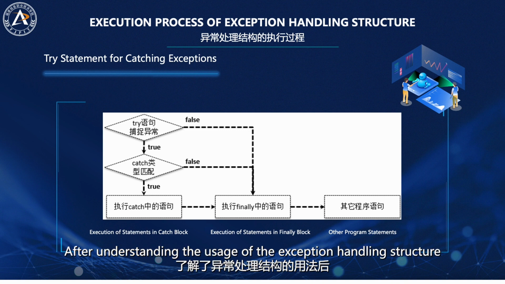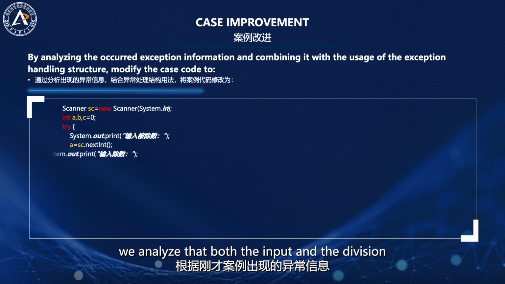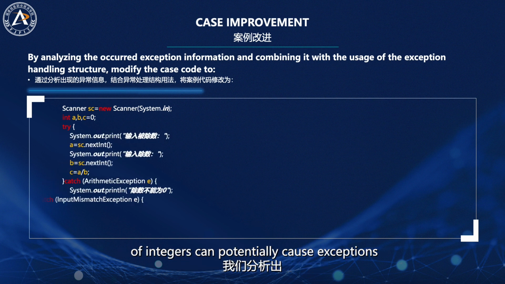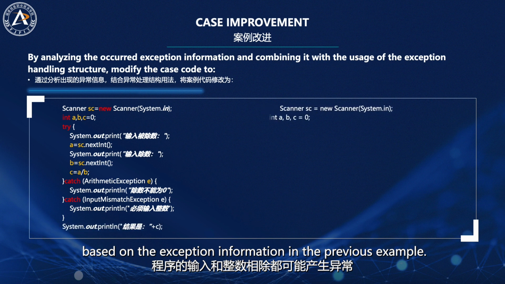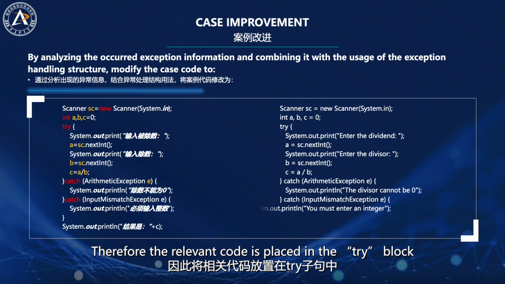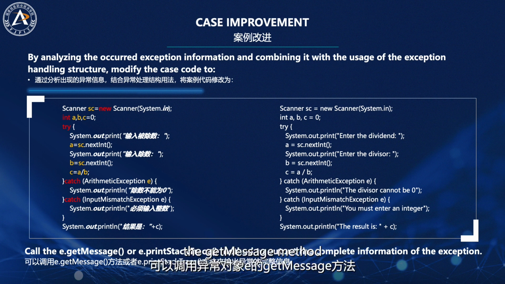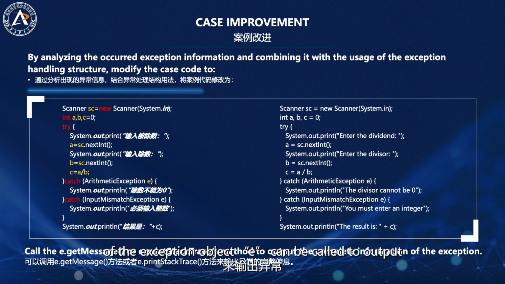After understanding the usage of the exception handling structure, we analyzed that both the input and the division of integers can potentially cause exceptions based on the exception information in the previous example. Therefore, the relevant code is placed in the try block, and two catch blocks are used to catch different types of exceptions. As a result, the code is modified as follows. In the catch block, the getMessage method, or the printStackTrace method, of the exception object e can be called to output the complete information of the exception.